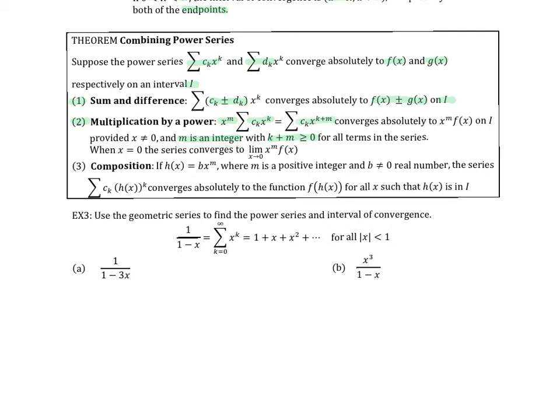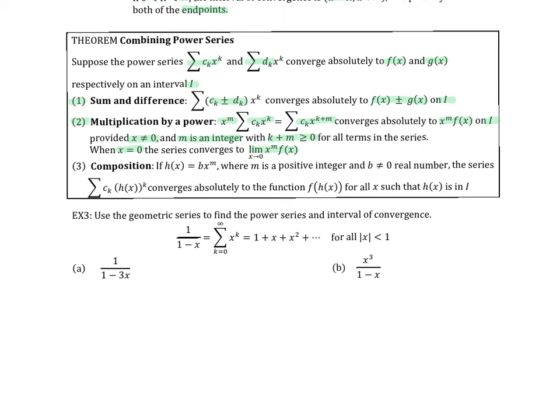And whenever you multiply with the same base, you add the exponent. So just properties of exponents say that it's going to be equal to x to the k plus m. So when it converges, it's still going to converge to x to the m times the function that it converged to. The interval of convergence has not changed. We do have to be careful that x is not equal to 0, because when x is equal to 0, that's kind of a special case.